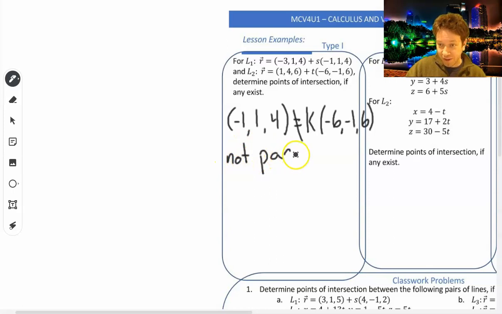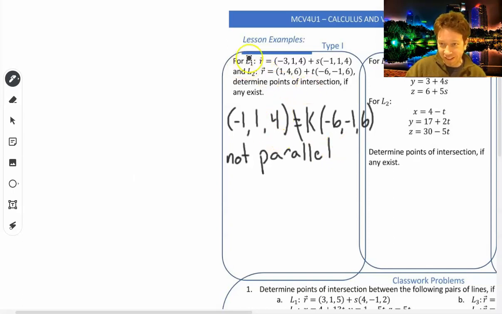So we know they're not parallel. They still could be skew though. We don't know yet. But they're certainly not parallel, and since they're not parallel, they're also not coincident either. Right? So we're left with 2 options. 1, they intersect at one point, or 2, they're skew lines and they don't intersect.